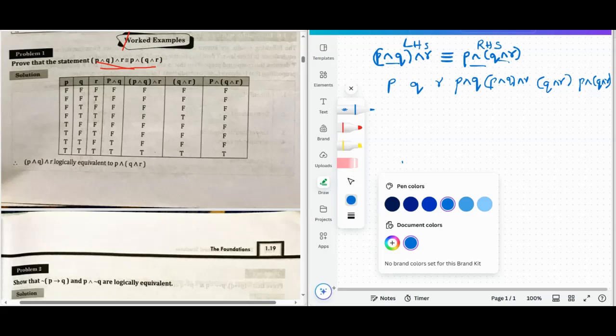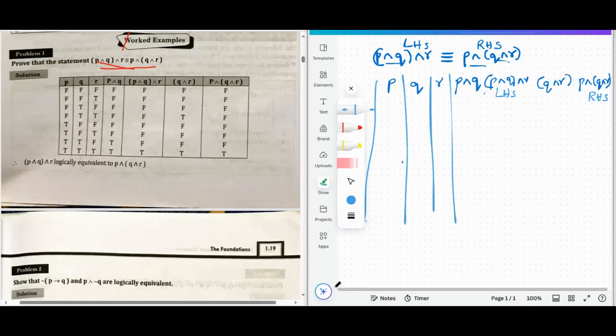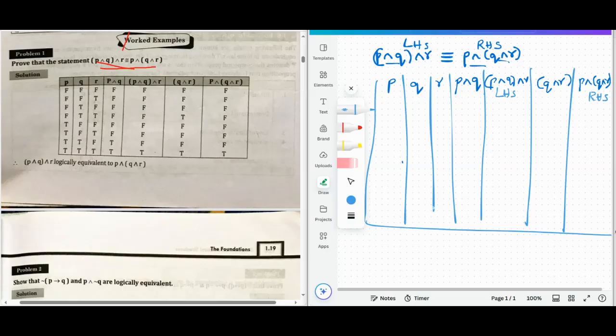So we shall prove that the LHS is equal to the RHS. If you have 3 unknowns, how many values will we have? We'll have 8 values. So we'll prove it by drawing the truth table. We should prove that the LHS is equal to the RHS.